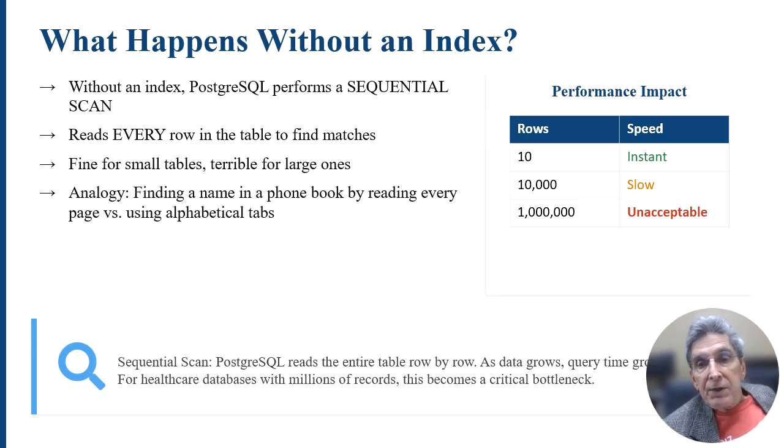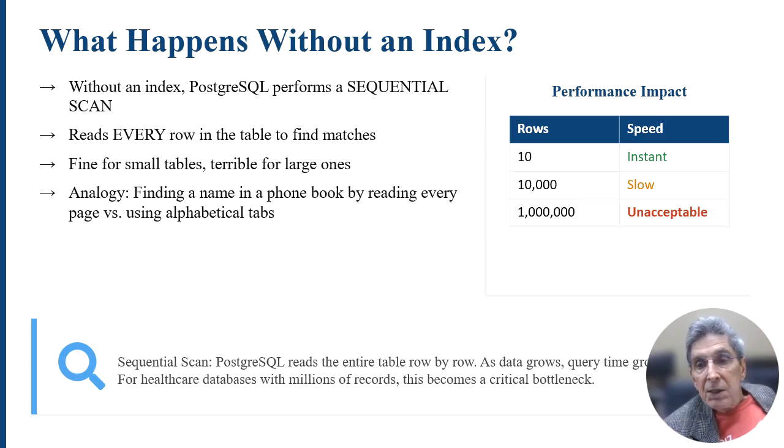What happens if you don't have an index? Let's start with understanding the problem. When you run a query with a WHERE clause and there's no index on the filtered column, Postgres has no choice but to perform what's called a sequential scan. That means it reads every single row of the table, one by one, to check whether each row matches your condition. For a table with just 10 rows, it's fine.